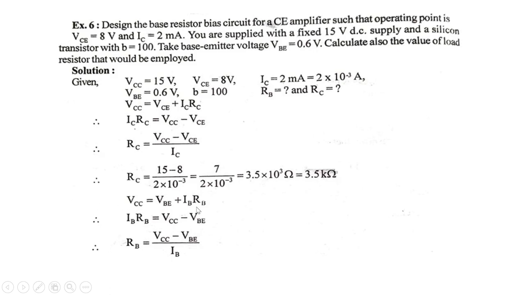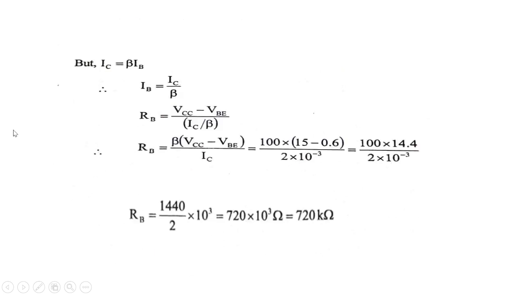So VCC equal to VBE plus IB RB. So IB RB equal to VCC minus VBE. Therefore RB equal to VCC minus VBE upon IB. But IC equal to beta IB, therefore IB equal to IC upon beta. So RB equal to VCC minus VBE upon IC upon beta. Putting the values, RB equal to 100 into 15 minus 0.6 upon 2 into 10 raised to minus 3. So that is equal to 100 into 14.4 upon 2 into 10 raised to minus 3.